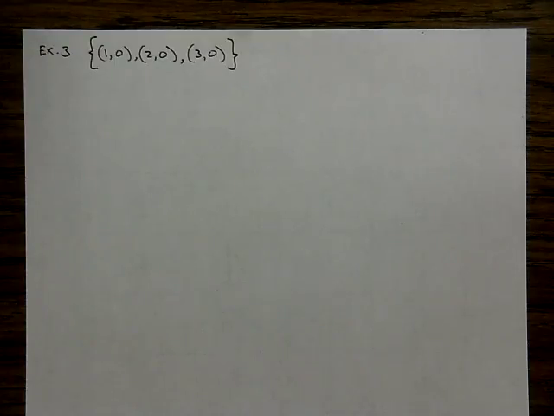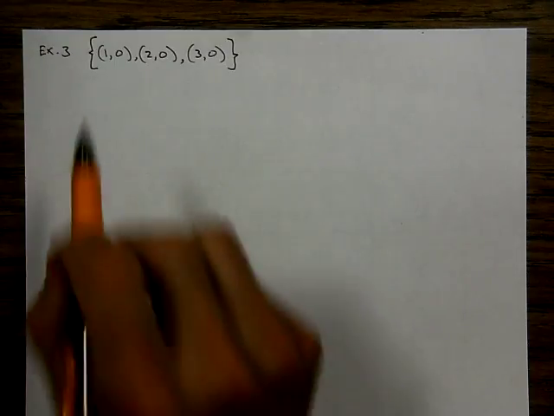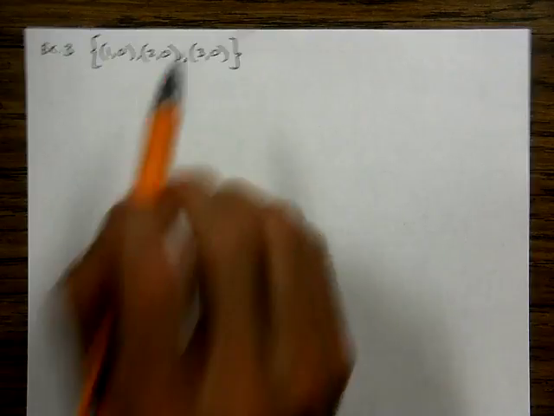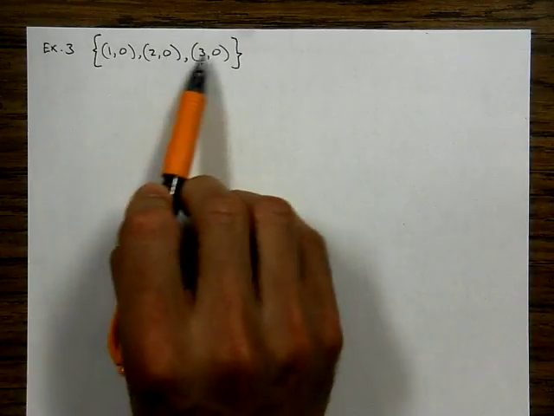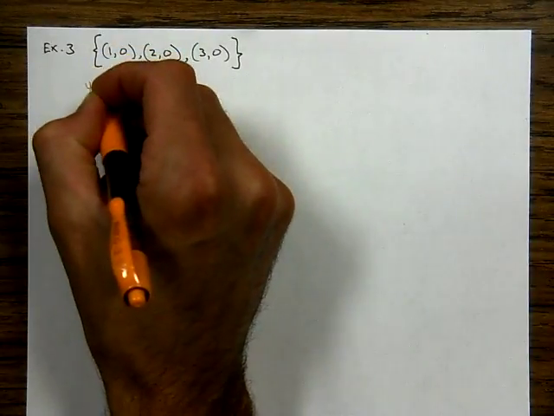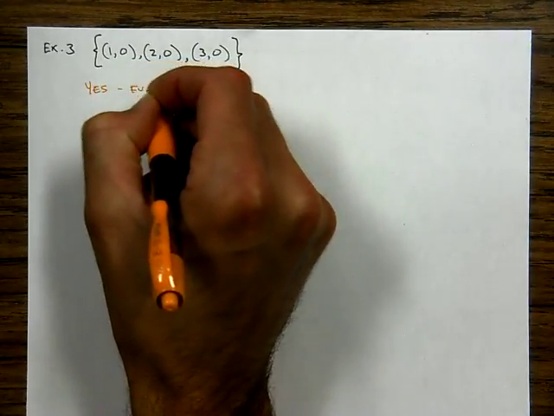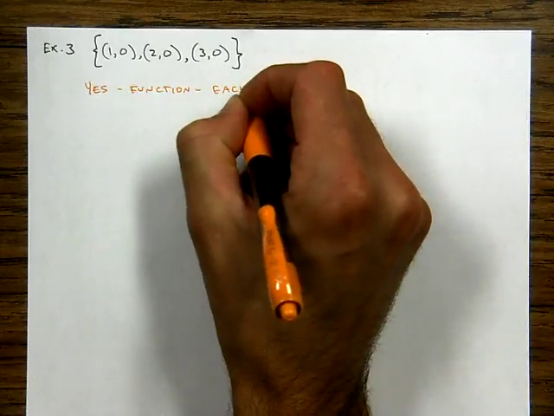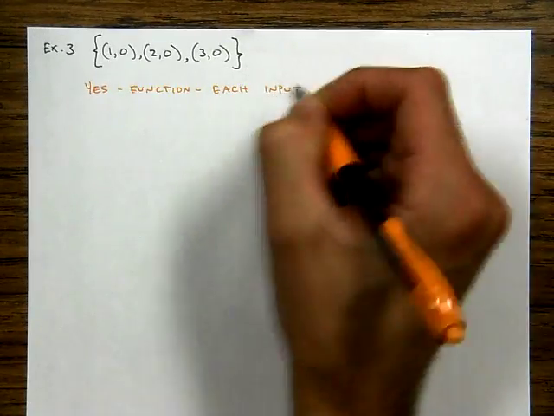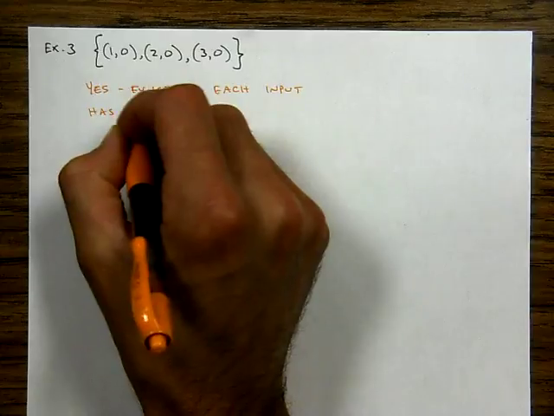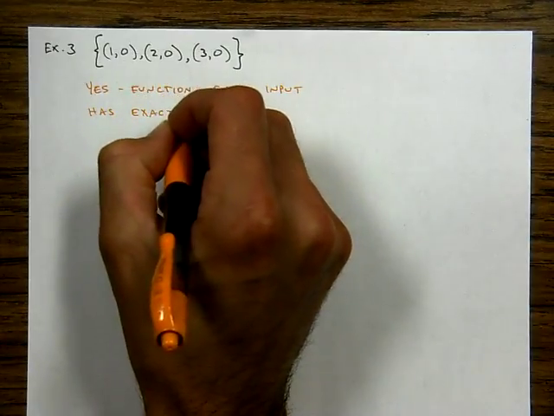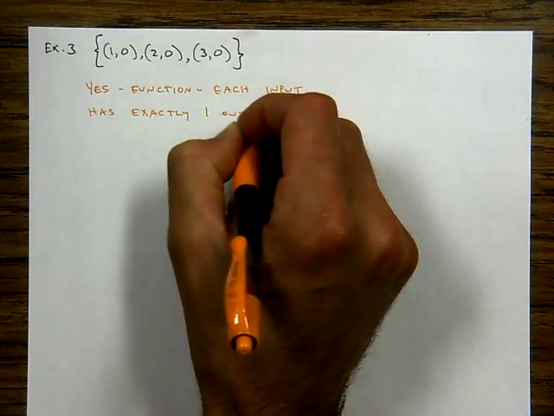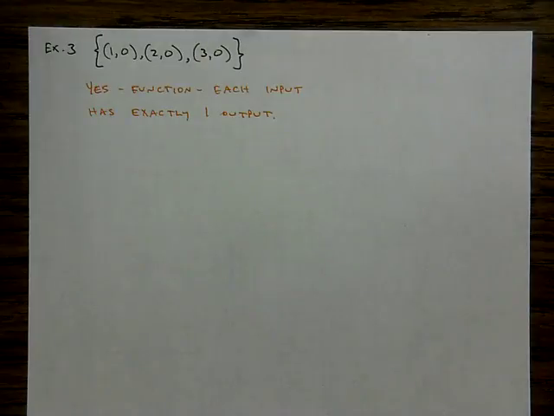Just in thinking through, does each input have exactly one output? Well, I have 3 distinct inputs here. Even though the outputs repeat, that's okay. So I'm going to say, yes, this is a function. And again, I want to explain why each one is. For this, since it is, each input has exactly one output. So that's a second way that you can represent a relation.